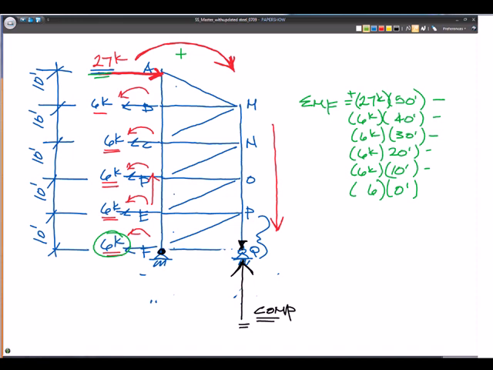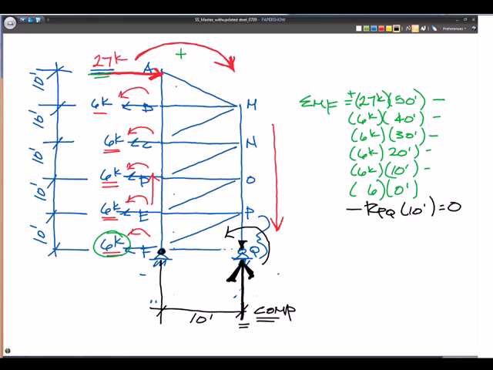And what we're trying to find is this reaction. And my assumption is that it's going upward. Okay? And so that is going to cause counterclockwise rotation about F. And it's at a distance of 10 feet away. Okay? So it's that perpendicular distance. So it's going to be minus our reaction at PQ at 10 feet away and set that equal to 0.